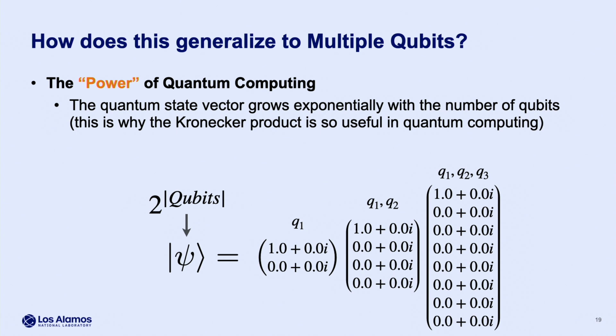This is why we need the Kronecker product, because we Kronecker qubits together, and then we get these exponentially large vectors. This is also the really powerful thing about quantum computers. With a linear amount of resources in qubits, we're going to get an exponentially large vector that we get to reason over in our quantum algorithm.